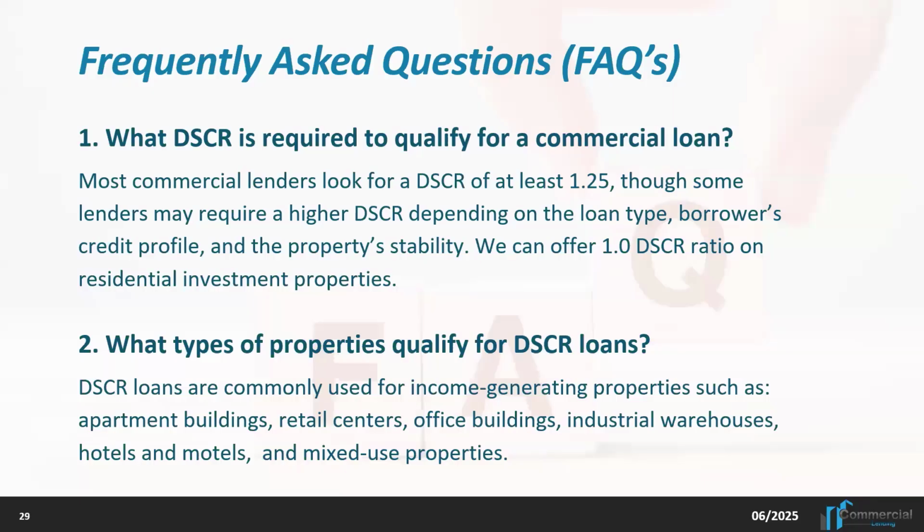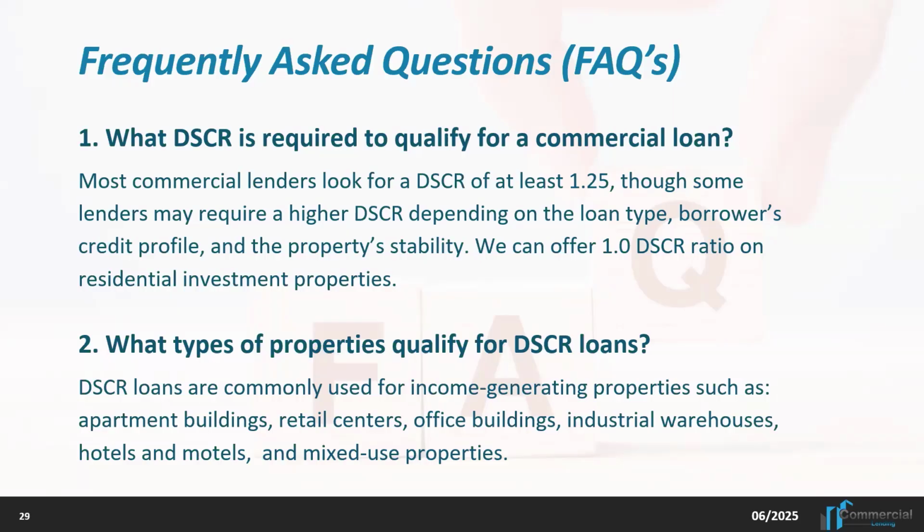What DSCR is required to qualify for a commercial loan? As we said, for residential, 1.25, but you can have a no-ratio loan like 1.0 DSCR. But as we said, for commercial, 1.25 to 1.55, but that depends on the loan type, the borrower's credit profile, and the property stability.